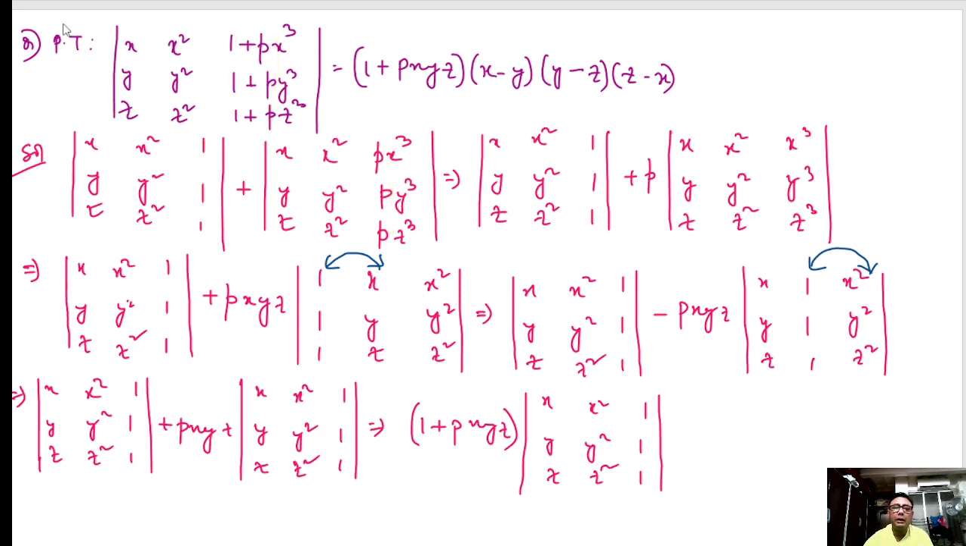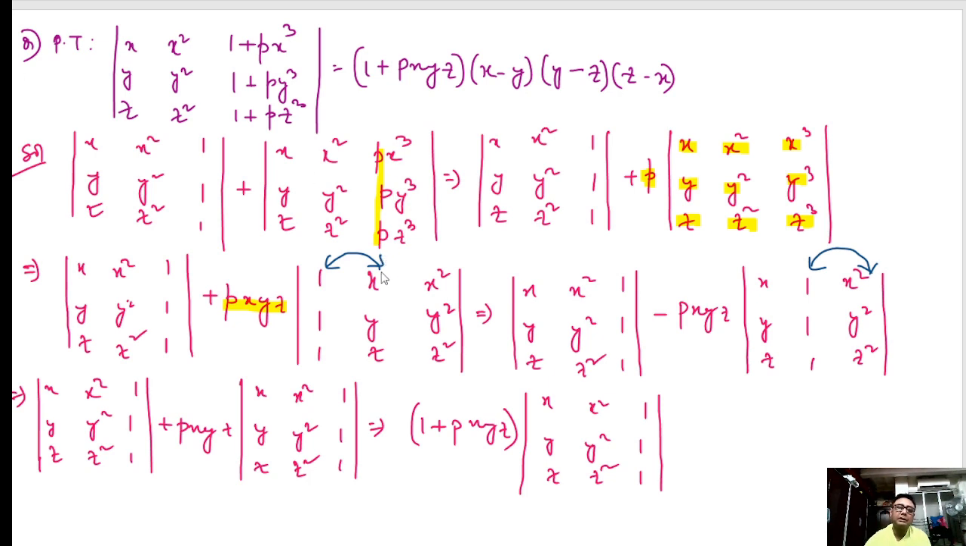Clear? Now, please watch one thing, that from the second determinant, we can take a P common from the third column. So determinant comes out to be this. Also, we can take an X common from the first row, Y common from the second row, and Z common from the third row. So we get PXYZ. So what remains is this.